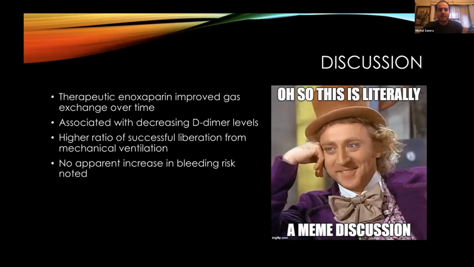Discussion. So therapeutic enoxaparin was found to improve the gas exchange over time. It was associated with decreasing D-dimer levels, and it was associated with a higher ratio of successful liberation from mechanical ventilation. There was no apparent increase in the bleeding risk.